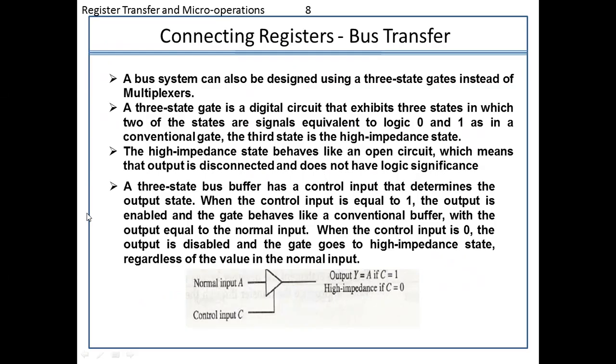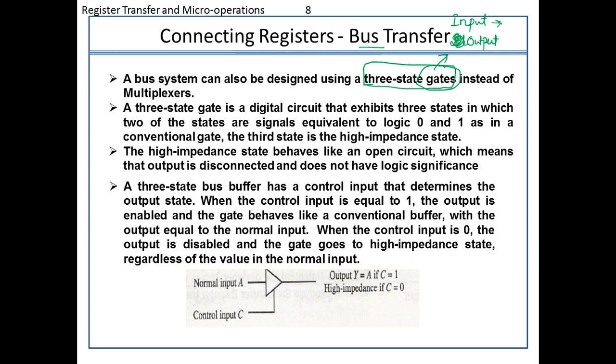Moving ahead, the next point is when we have to construct the bus using the three-state buffer. So let's understand the meaning of three-state gates first. Normally, when we talk about gates, be it any logical gate, right? It has two kinds of states. One is the input state and one is the output state, right? Only two states are available.